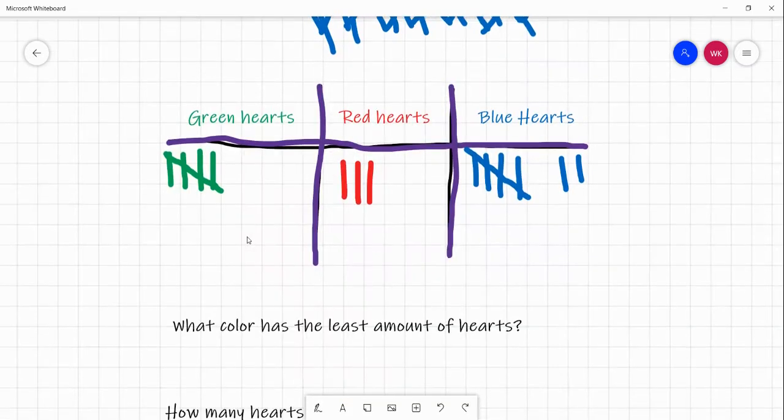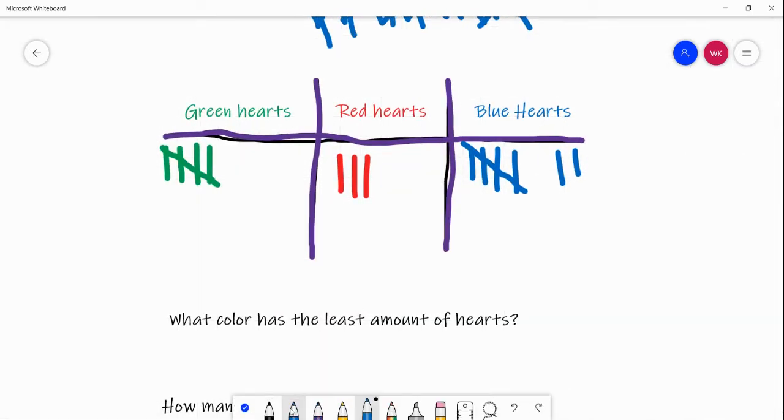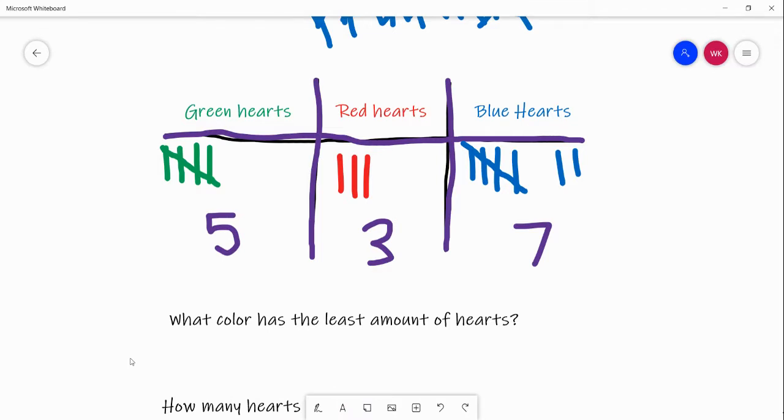So we have 5 for green, 3 for red, and I'm going to write that down. We have 5 green hearts, we have 3 red hearts, and we have 7 blue hearts. So my question to you guys is, what color has the least amount of hearts? You're going to look at your tally chart and think to yourself, which color, is it green, red, or blue, has the least amount or the lowest amount of hearts? And as you can see, we have a 5 for green, a 3 for red, and a 7 for blue.